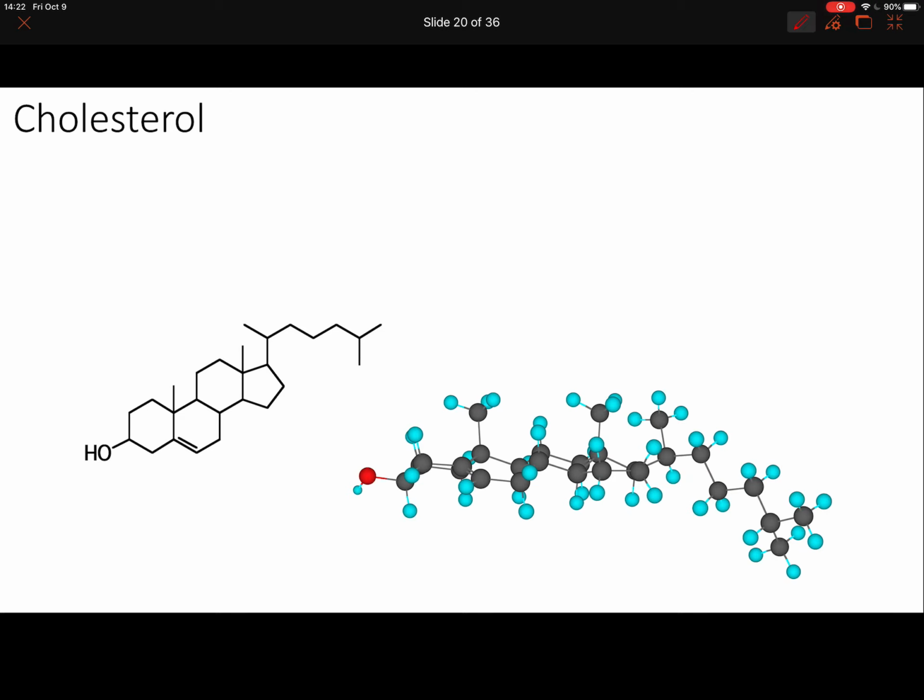Cholesterol is the most abundant steroid in our bodies, and it's the most important. It's a component of the plasma membrane, as we talked about earlier, helping with keeping it fluid. It's also a precursor of the steroid hormones and bile acids. So here's a ball and stick model, and here again you can see the skeletal structure of a steroid. You should be able to recognize that in all of our steroids.